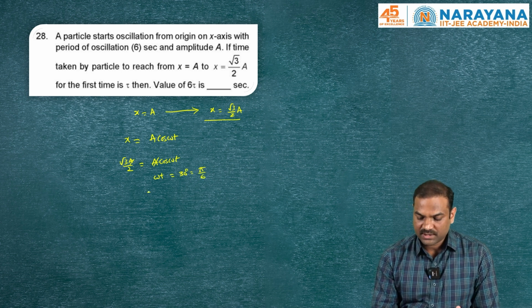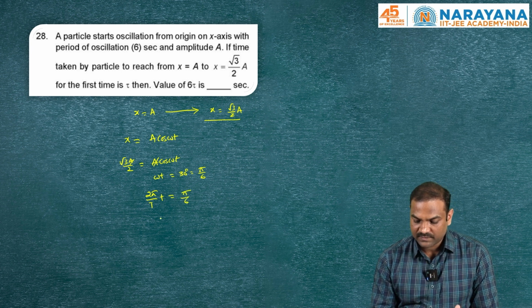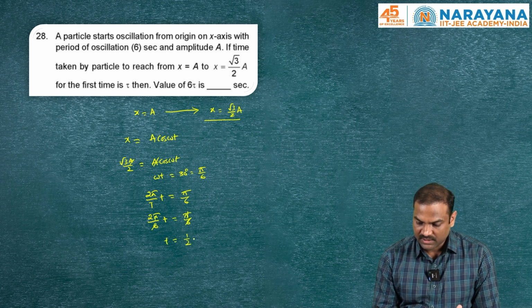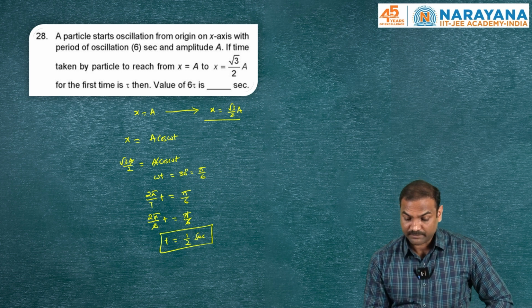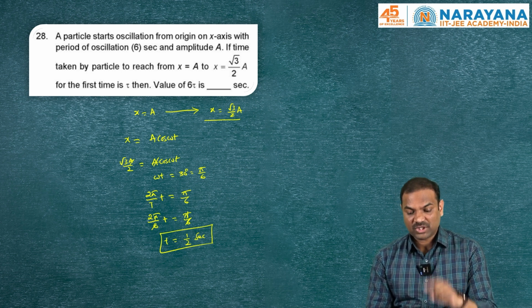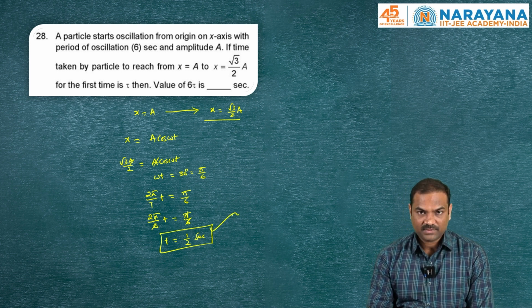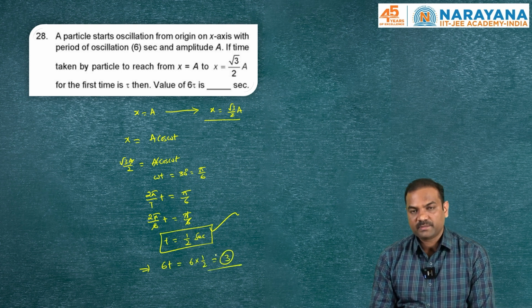Omega is given by 2 pi by T, and the time period is given as 6 seconds, so 2 pi by 6 into t is equal to pi by 6. The 6 and pi cancel out, then the time value is 1 by 2 seconds. But that is not the answer they are asking for. They say the first time is tau, and they are asking for the value of 6 tau. This is the first time, 1 by 2 second, and 6 times t is 6 into 1 by 2, so the required answer is 3.